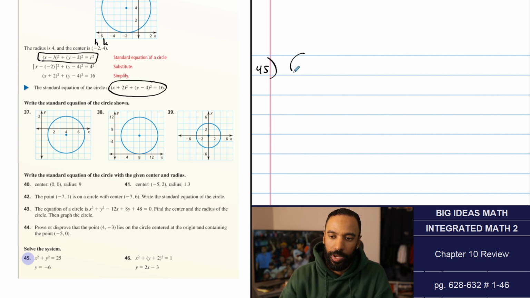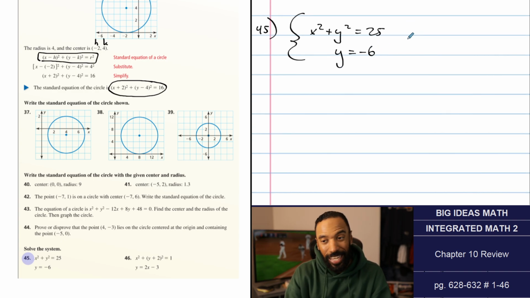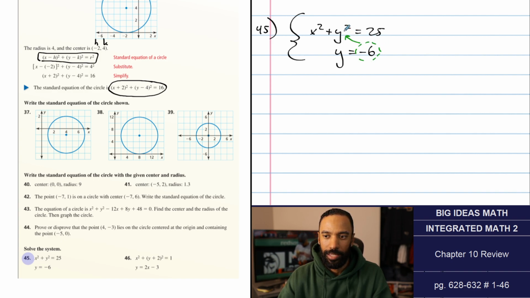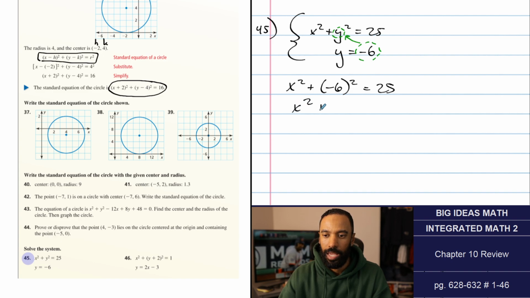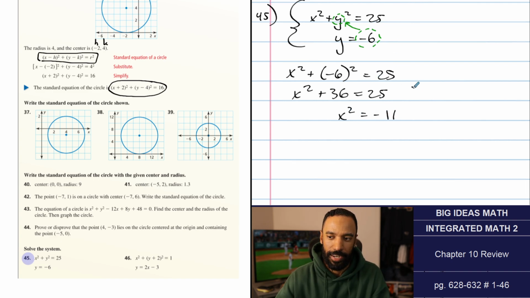So we start with this one here, a system where we have x squared plus y squared equals 25. That is a circle with a radius of 5, centered at the origin. And y equals negative 6, a horizontal line that crosses through negative 6. That's why I don't think it's going to hit. And it's probably not. So what do I do? Substitution. I can substitute negative 6 for y in this top equation. And I get x squared plus negative 6 quantity squared equals 25. And my goal is to solve for x. So this is 36, and I want to subtract the 36 over. The problem is you get a negative value, and we can't take square roots of negatives. This is where you find out you got no real solution. Imaginary solutions?